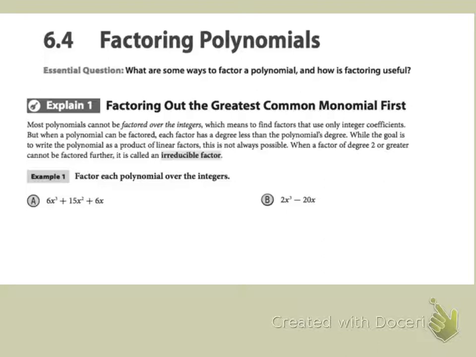In this lesson, we will answer the essential question: what are some ways to factor a polynomial and how is factoring useful? Well, we've already done quite a bit of factoring in this course, and so a lot of what you'll see today will seem like review, but we will introduce a few new factoring patterns.